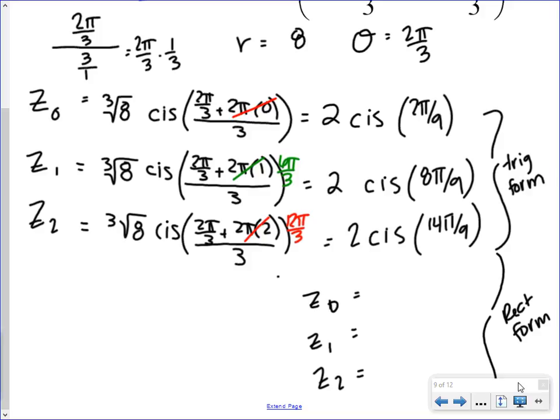Type that in. What mode should my calculator be in when I do that? Radian mode. Okay, so here I have an angle in radians, so I should be in radian mode. Okay. So I do 2 cosine 2 pi over 9. I have mine written down. I get 1.53. Yep, 1.53. And then I've got to do 2 times sine of 2 pi over 9, which I get 1.29.